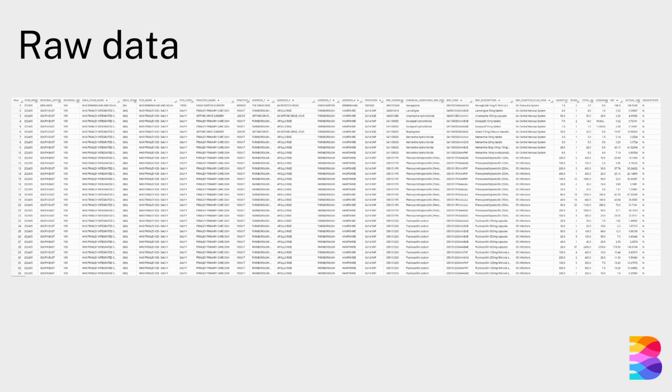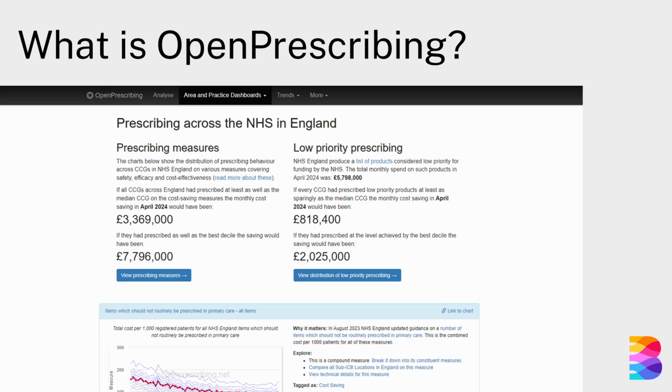So if you're interested in, say, modeling something over a number of months or a number of years, you just wouldn't be able to open all these detailed data sets at one time. So this is where OpenPrescribing comes in.